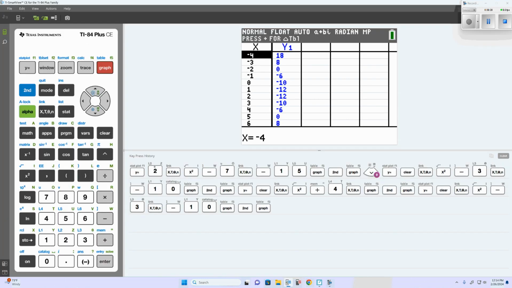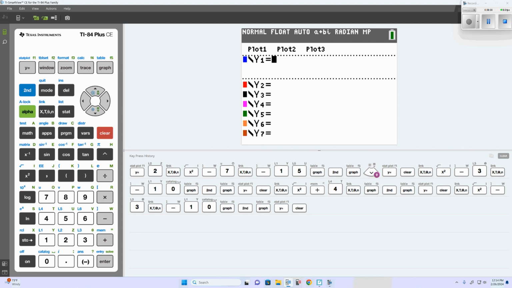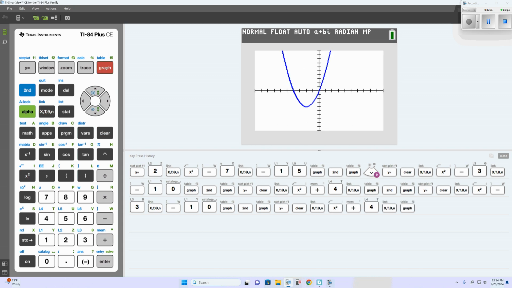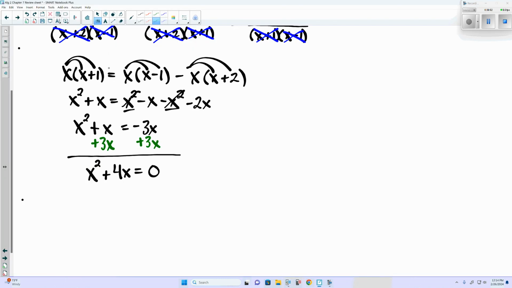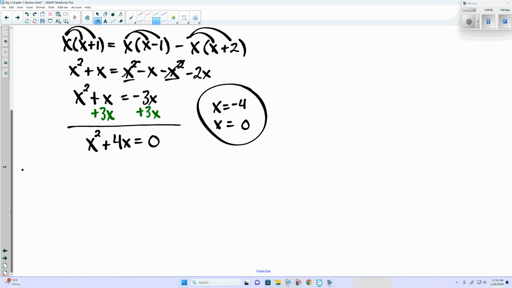Now since the number in front of x squared is 1, we can graph this and say x squared plus 4x. Graph. We see that it hits the x-axis in two nice spots. Second table. And again, we're looking for the values of x that make the y value be 0, which are negative 4 and 0. Are either one of those our restrictions? No, so both of them work.